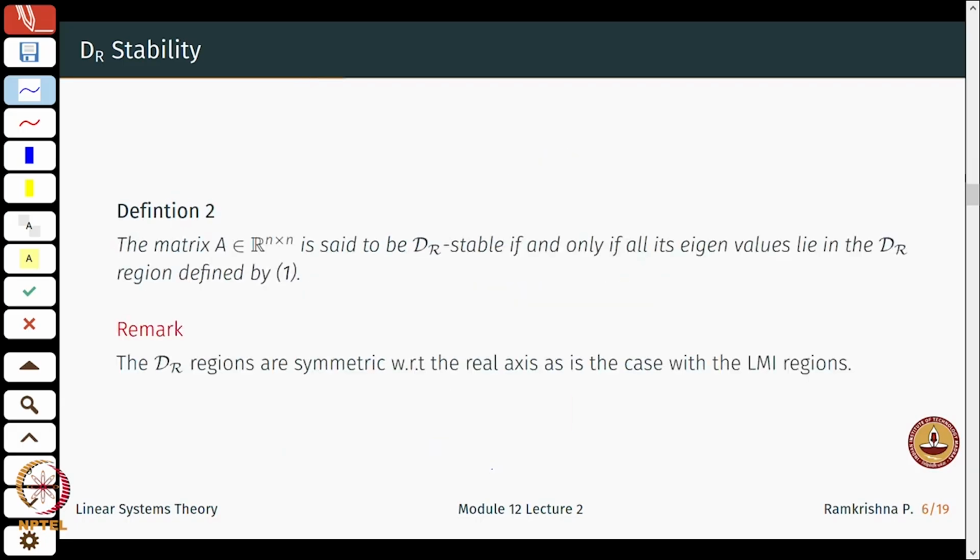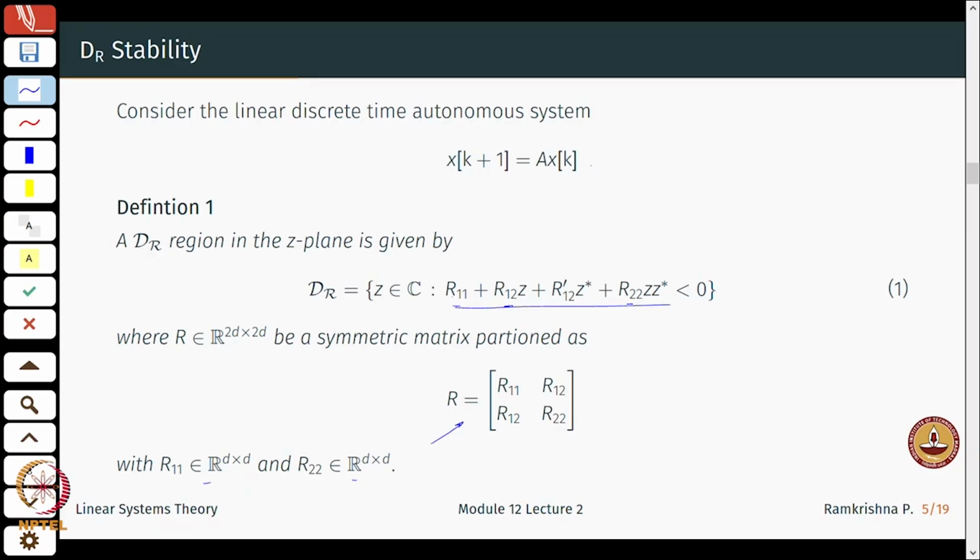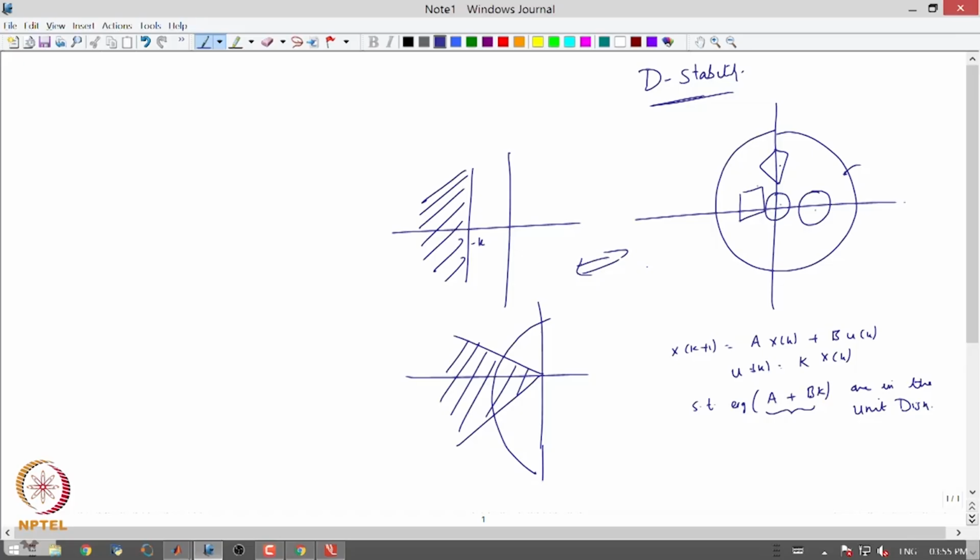So what is the definition now? The matrix A is said to be DR stable if and only if all its eigenvalues lie in the DR region defined by 1. And what defines these regions is the choice of matrices R11, R12 and R22. I will shortly show you some examples. So if my DR region looks something like this, this is my DR region.